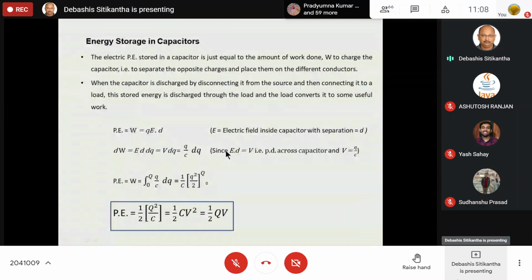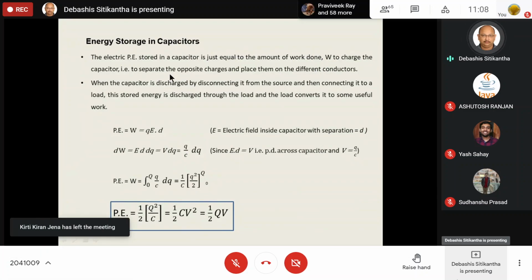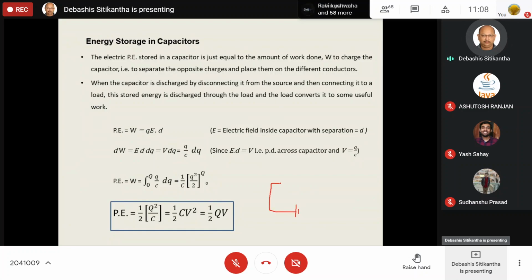Now, when the capacitor is going to be discharged, how are we going to discharge a capacitor? First, let us see how we are charging a capacitor. I have a battery over here, which is the energy source that is going to charge this capacitor. So this is the capacitor. When I am charging it, some work is done inside this capacitor, and that work is stored inside it as potential energy. So this is the circuit for charging the capacitor.